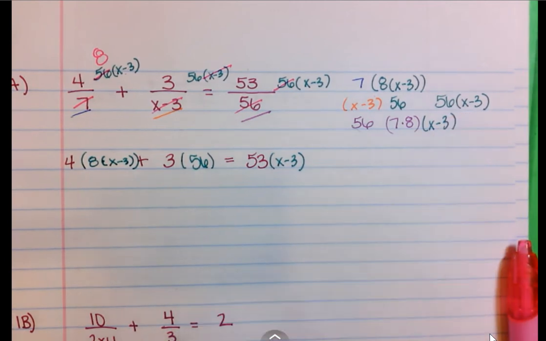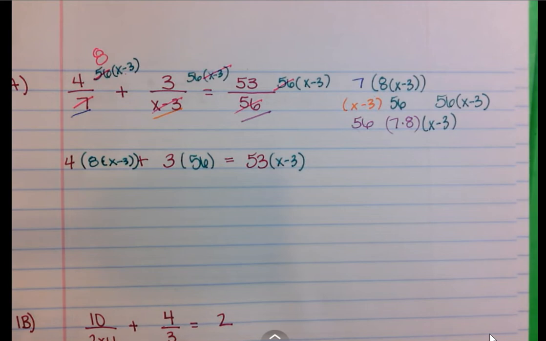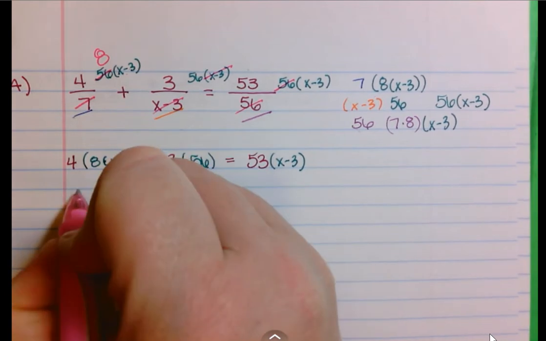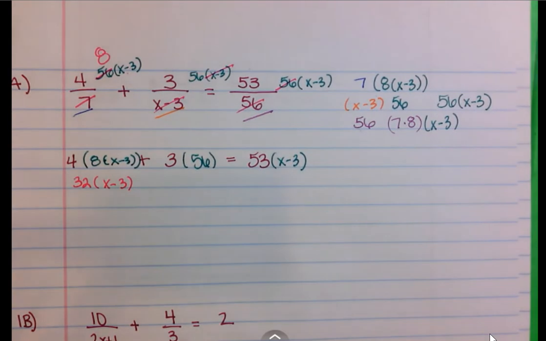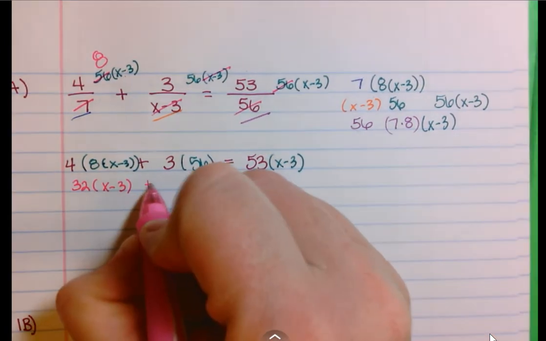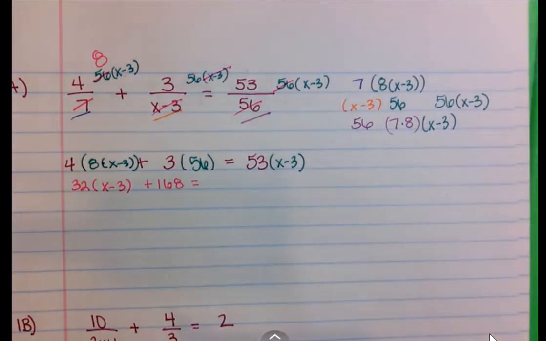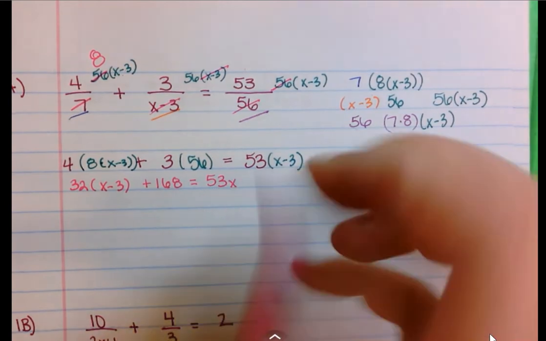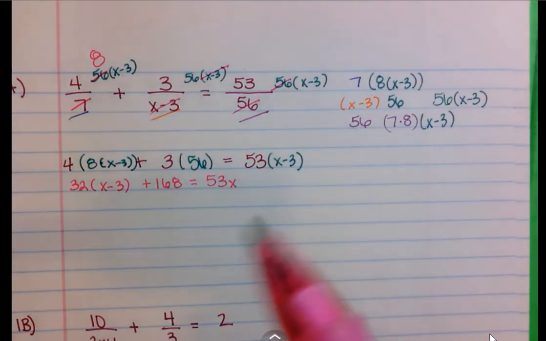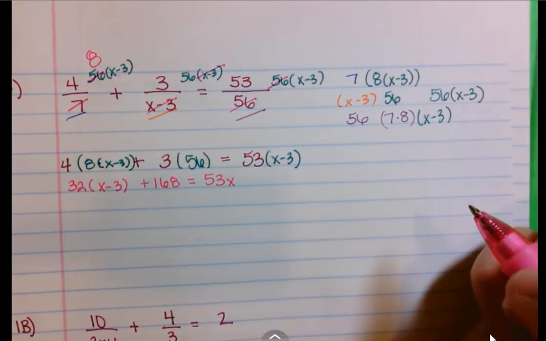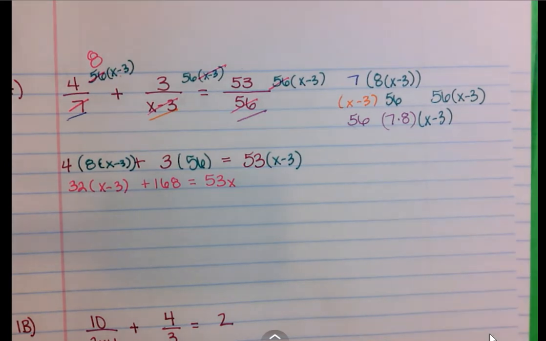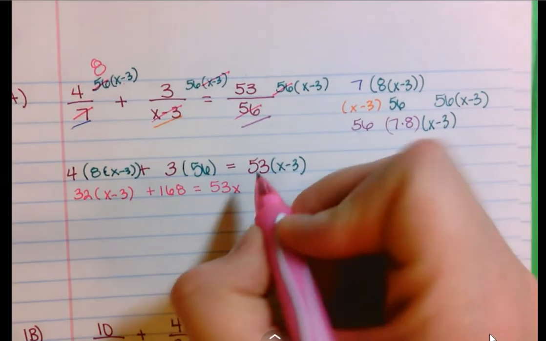So what I'm going to do is distribute through. I'm going to do it in a few different steps. So 4 times 8 is 32. So that's going to be 32 times x minus 3. 3 times 56, excuse me, is 168, equals 53x. Negative 3 times 56 is a negative 168. Nope, negative 3 times 53. Let's try that again. Negative 3 times 53 is a negative 159.